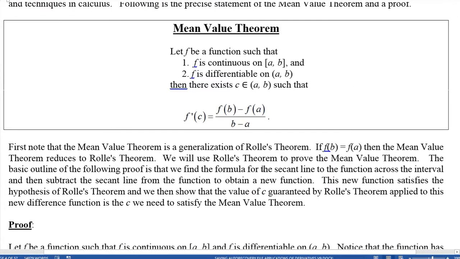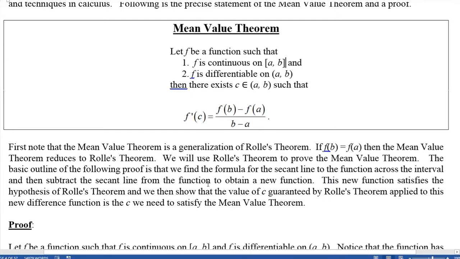So here's the actual statement of the mean value theorem. Let f be a function such that it's continuous on the closed interval a to b, and it's differentiable on the open interval a to b. Then there exists a number c in the open interval a to b such that f prime of c is f of b minus f of a over b minus a. And you could recognize that as the slope of the secant line, and of course f prime of c is the slope of a tangent line.